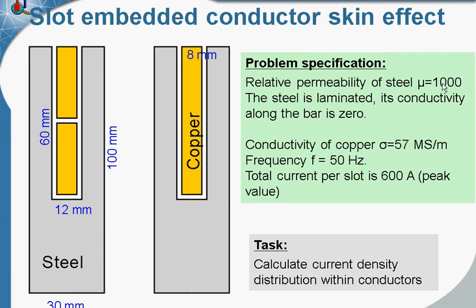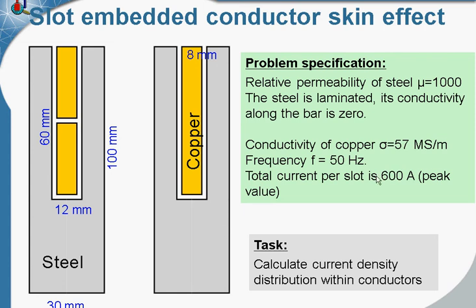Our task is to find the current density distribution, effective resistance, and the Joule losses in the conductor. And we should compare two designs with solid conductor and a conductor subdivided in two parts. The conductor dimensions are 8 by 60 millimeters. The total current in the slot is 600 amperes.